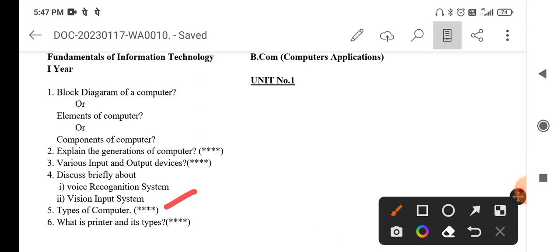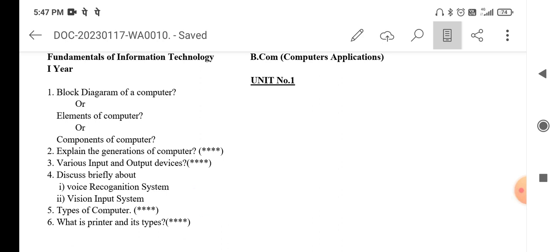Next question number 6, printer and its types. You know what is the meaning of printer? Printer is an output device. Generally the printers are divided into 2 categories: impact printer and non-impact printer. What are the different printers which come under impact printer, and what are the different types of printers which come under non-impact printer? Everything you have to explain. So this is about the printer concept.